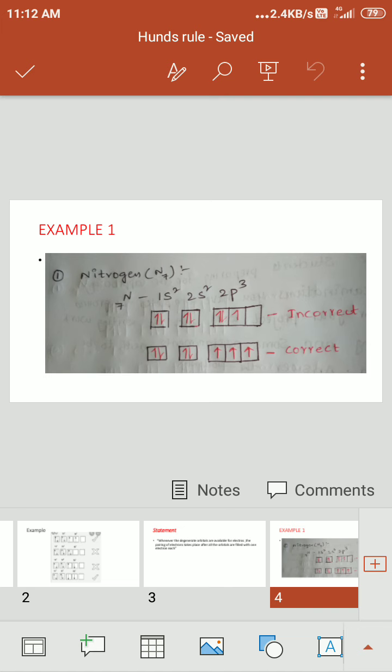And in the next one, the p subshell has three orbitals, we fill the electrons: first orbital 1, second orbital 1, third 1. If another electron is there, then it comes to the first orbital. Okay, this is example 1.